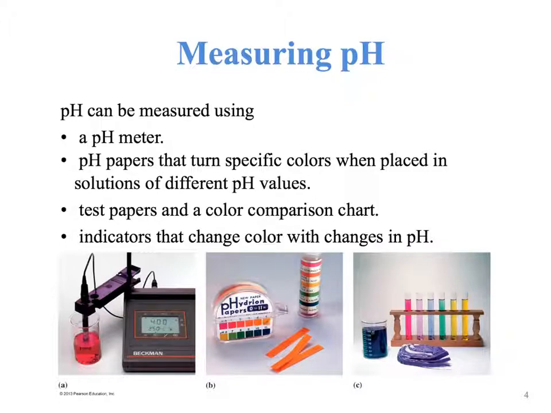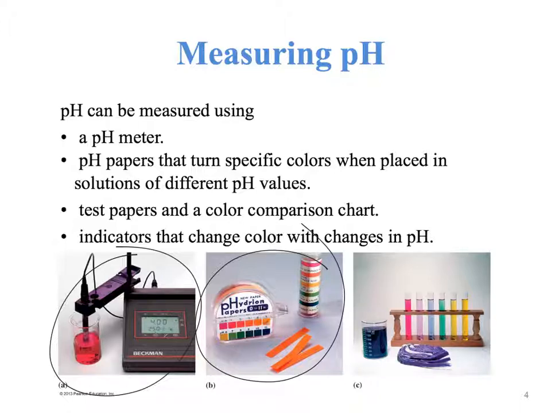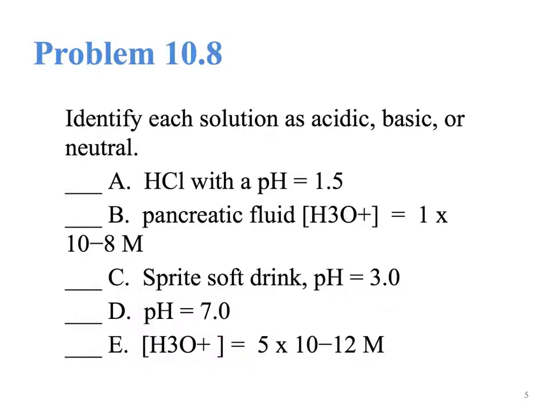How do we measure the pH? Well, we use what is called a pH meter, a device that looks like this, and we can determine the pH. Or we can use pH paper like this. Based on the color of the pH paper, we can determine the pH. Or we can use universal indicator that changes color depending on the pH of the solution. So let's say something like this. The pH is 1.5, so it's an acid.